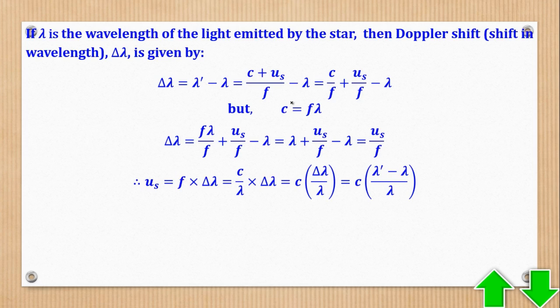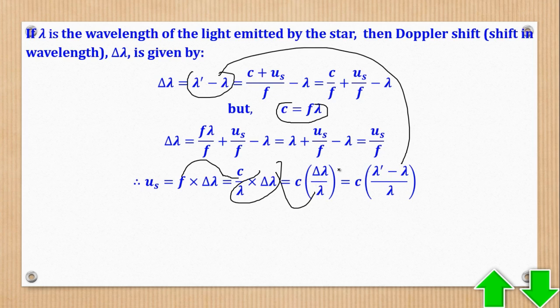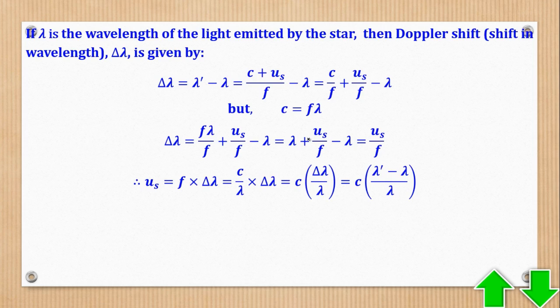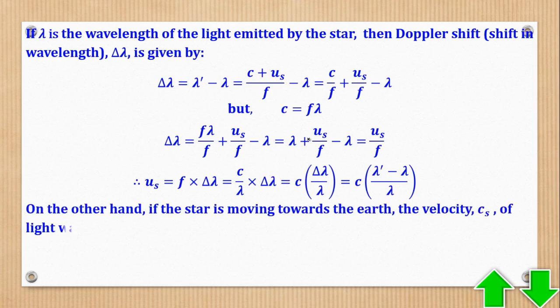But from here, we know that F is C over lambda, so we can substitute for it there. Then we shall rearrange, collecting like terms. This and this gives you this, and C will be outside. Then this Doppler shift, remember we said it is the same as this, so I can replace it there. So that is for the case when the star is moving away from the Earth.